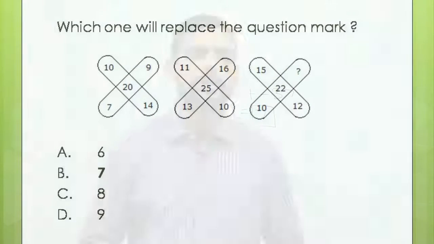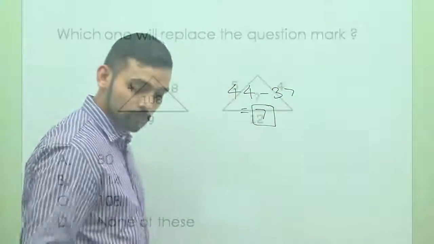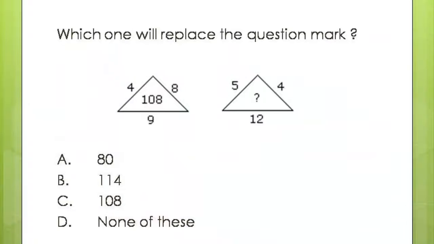So in this manner we can solve these questions, friends. Let us take a look at one final example. You have two triangles on your screen. The first triangle has 108 in the center and 4, 8 and 9 at the edges. The second triangle has 5, 4 and 12 at the edges and a question mark at the center.